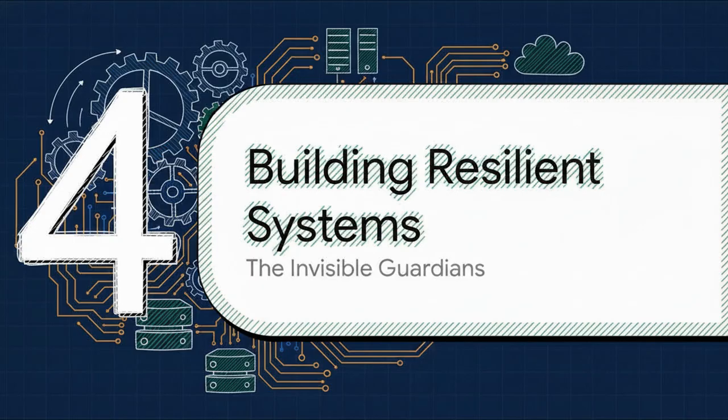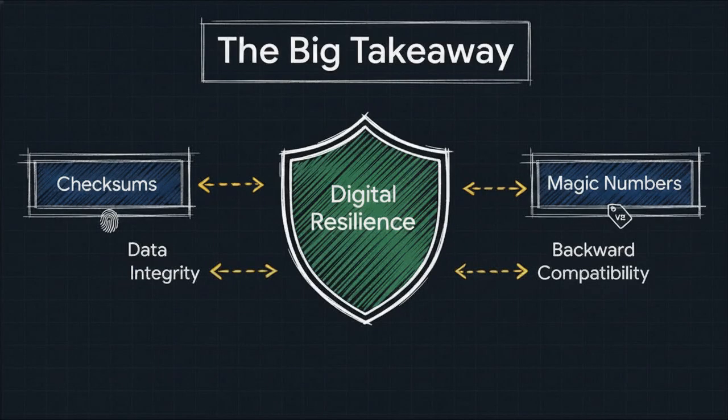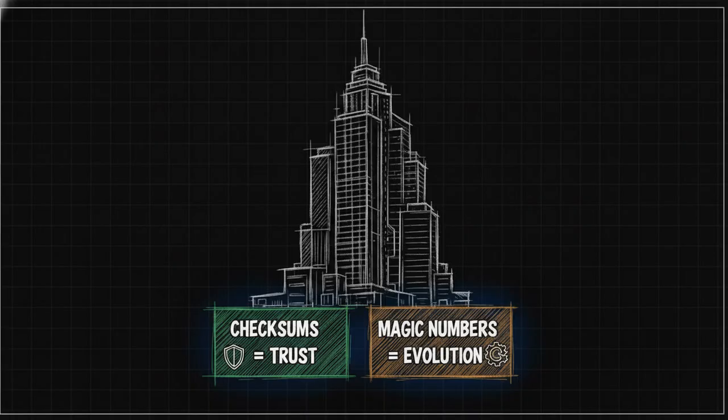Okay, let's just zoom out for a second and see how these two small mechanisms, these invisible guardians, have a massive impact on the systems we use every single day. So checksums, they give us data integrity. Magic numbers, they give us backward compatibility. And both of them live in the page header, the little control center for our data. All of this together is what creates true digital resilience. And this stuff, it's not just some obscure technical detail. This is the absolute foundation of trustworthy, evolving software.